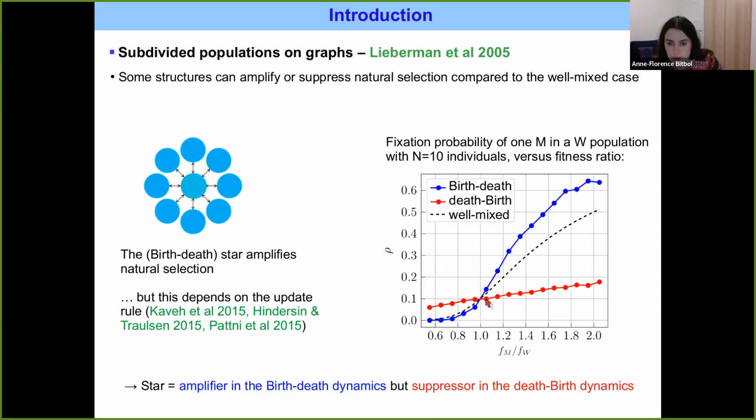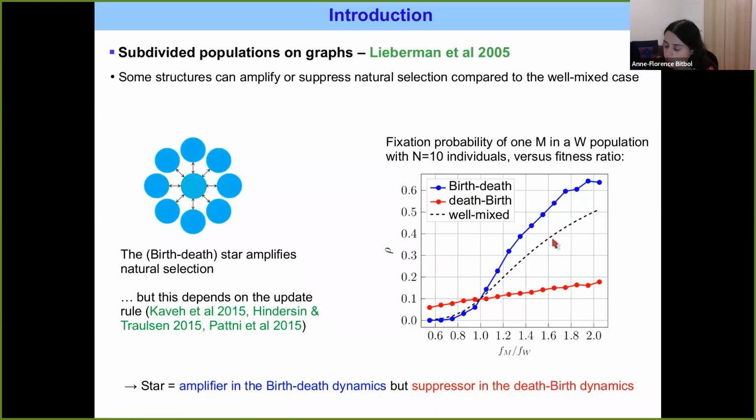Okay. And what you can see here in dashed line is the analytical formula for the well-mixed case with 10 individuals. So you can see that the probability of fixation is larger if the fitness of the mutant is larger, which is what you would expect. And now we are going to compare this to the case of the star. I was telling you that in the birth-death case, the star is an amplifier of selection, and this corresponds to the blue curve. Here, this blue curve is from a simulation of the process. And you can see that the blue curve is above the dashed curve if the fitness of the mutant is larger than that of the wild type.